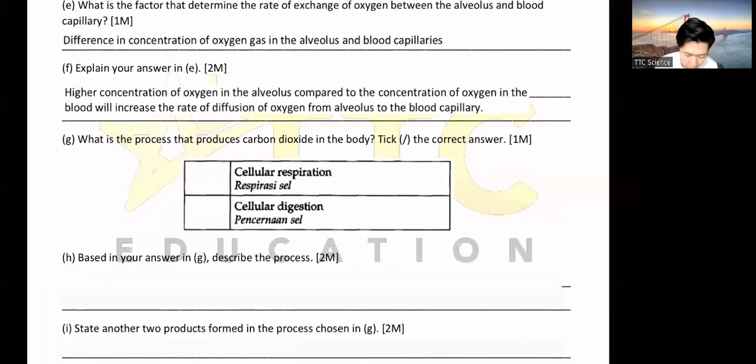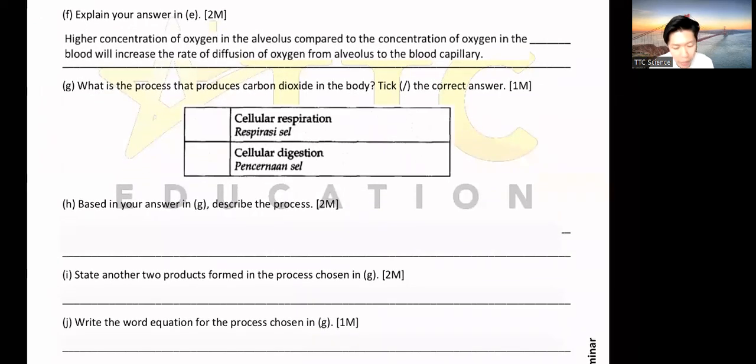Okay, good, everybody. What process produces carbon dioxide? Cellular respiration, obviously. Okay, oxygen, carbon dioxide. You produce carbon dioxide through breathing and through respiration. Based on your answer in G, which is respiration produces CO2, describe the process.